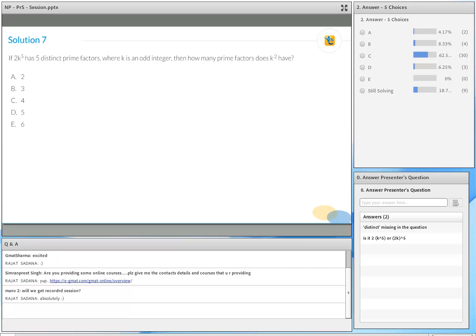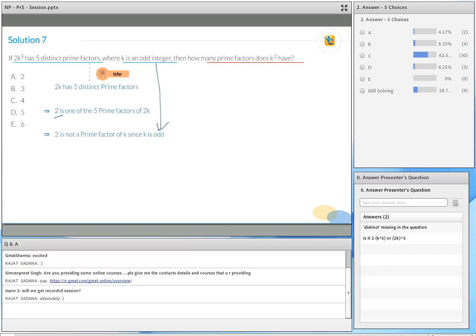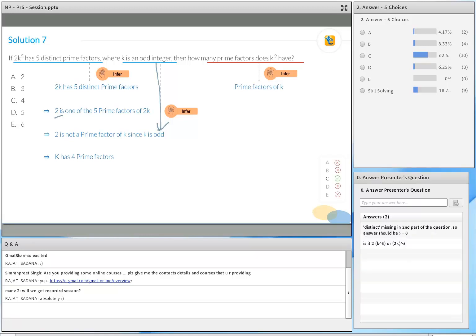If 2k to the power 5 has 5 distinct prime factors, where k is an odd integer, how many prime factors does k square have? Okay, so over here, what we know is that 2k has 5 distinct prime factors. Which means that 2 is one of the 5 prime factors of 2k, right? I want you to understand this. This is a very important inference. Now, 2 is not a prime factor of k because k is odd, right? So you know that 2 is not a prime factor of k, which means that k has 4 prime factors. Which means that k square also has 4 prime factors. So the correct answer over here is choice C.